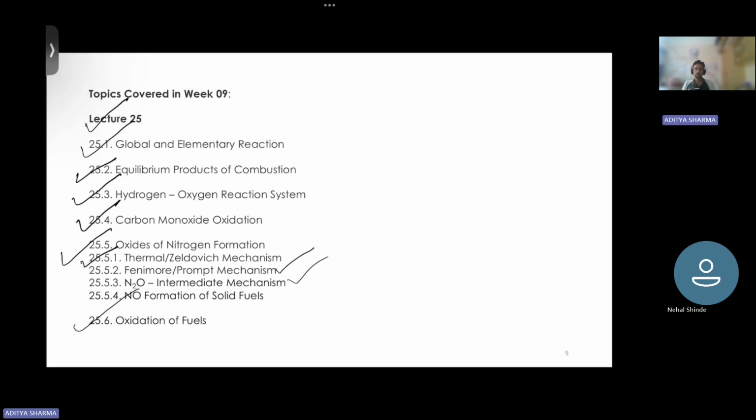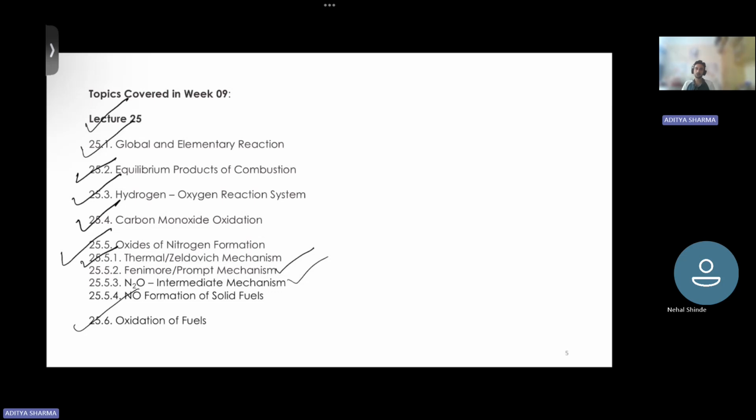So the Zeldovich mechanism is used when the temperatures are greater than 1800 Kelvin, right? So this is your Zeldovich mechanism.